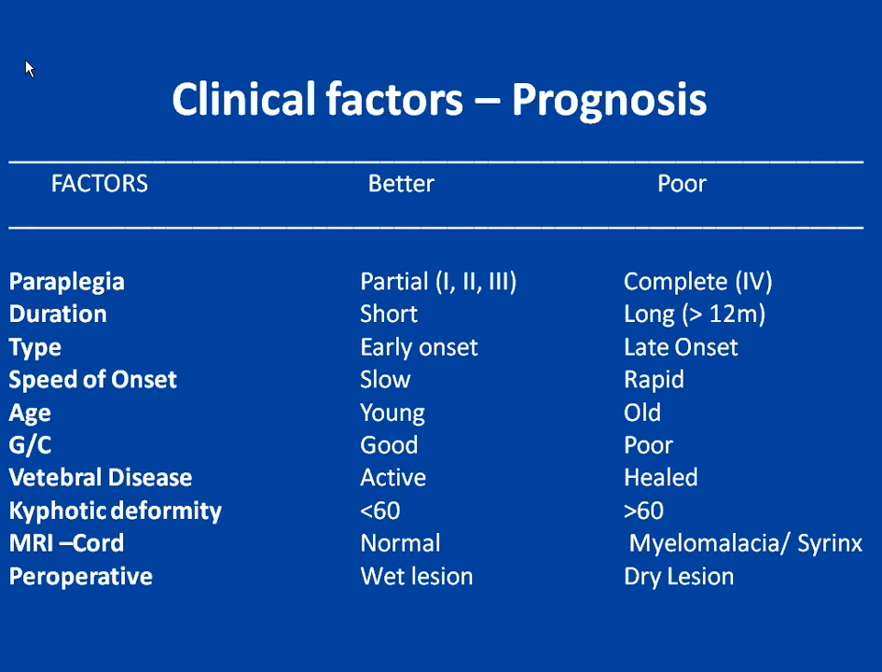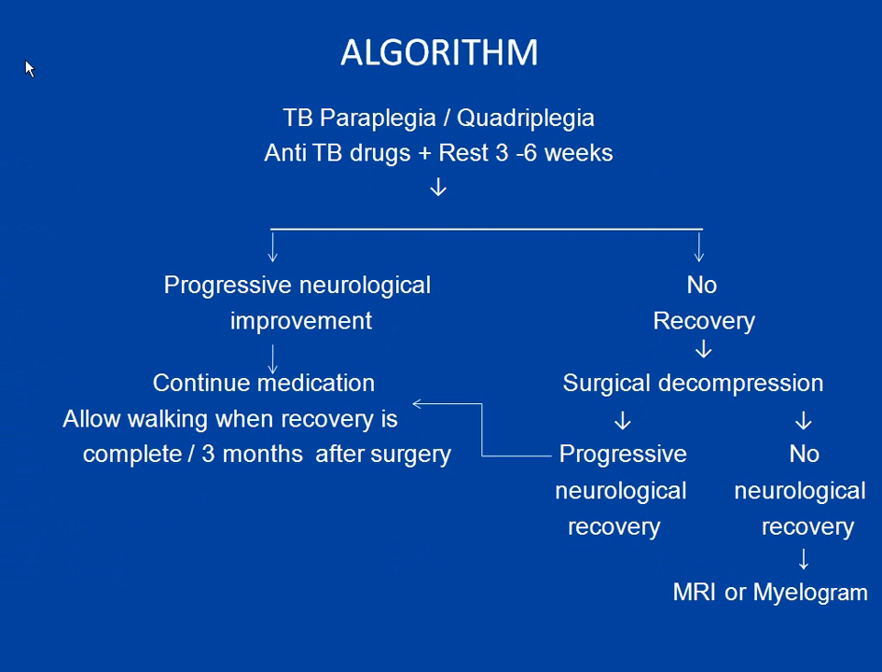Where you find a dry lesion or there's already a presence of myelomalacia, they are really poor indicators for recovery. So we have an algorithm for treating these paraplegias where they are started with anti-tubercular drugs and rest for roughly 3 to 6 weeks. And if you find there is progressive neurological improvement, we continue medications and allow walking when recovery is complete. If there is no recovery, they go in for a surgical decompression.